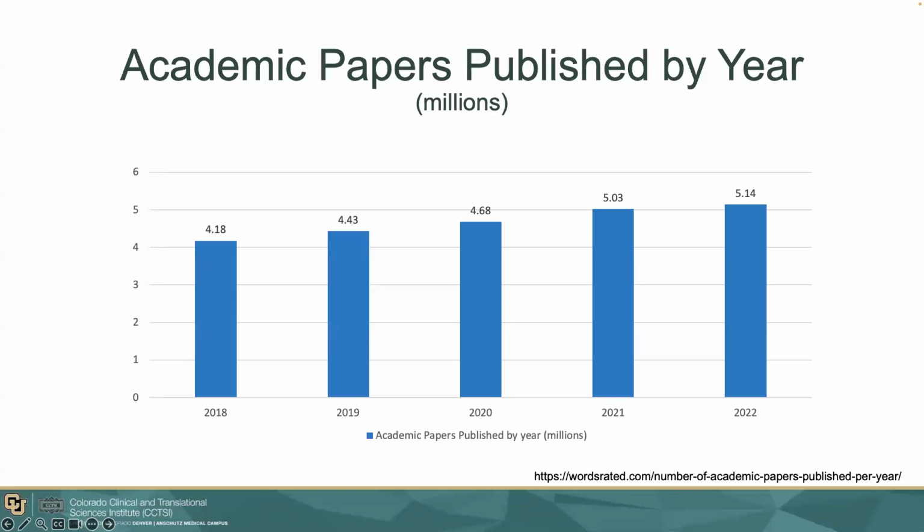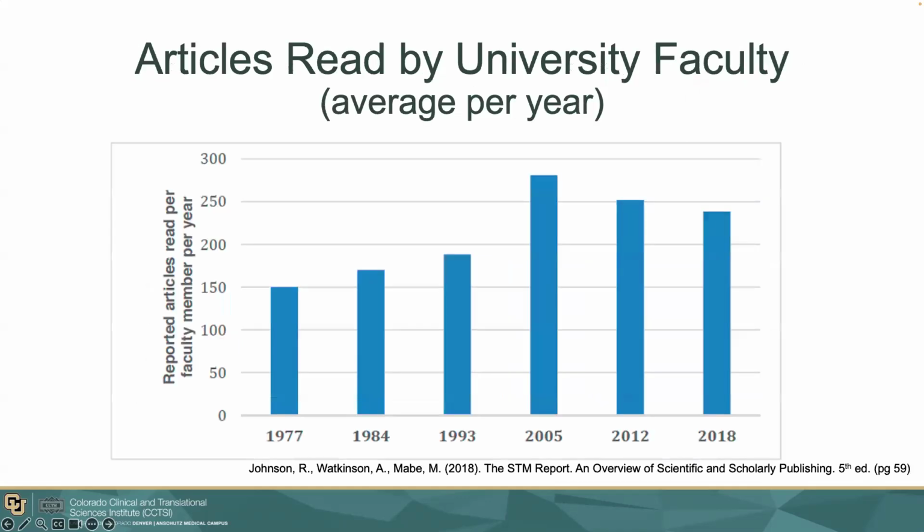This is a good thing because people are getting their science out there, but it's a bad thing because no one has time to keep up with the literature. This figure shows the average number of articles reportedly read per year by university faculty members from 1977 to 2018. In 2005, this group read about 275 articles a year, and then it went into a steady decline.